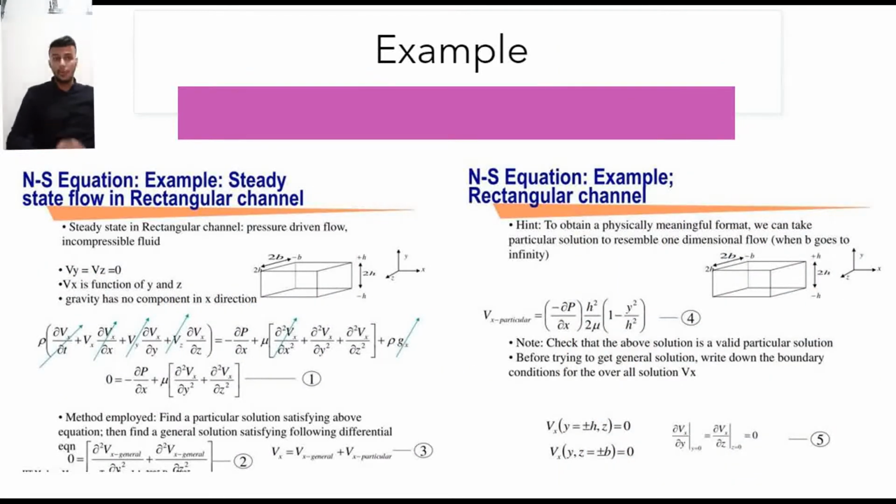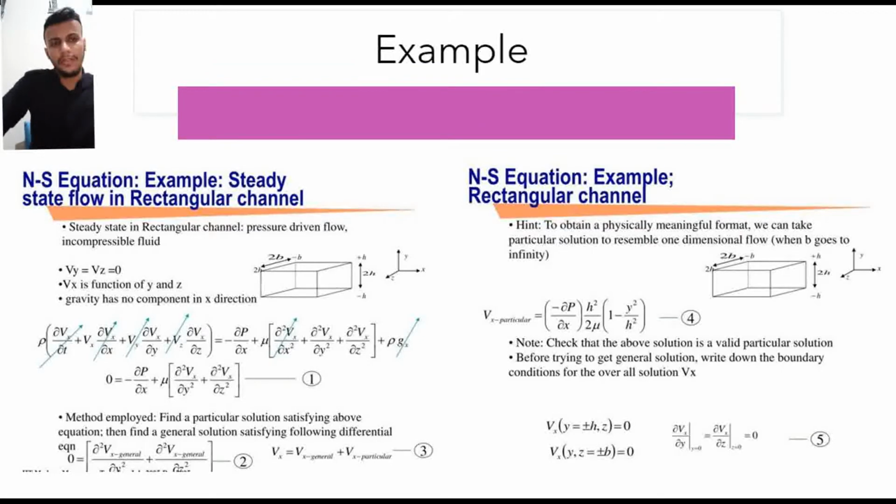Right now you have to focus on the screen carefully. You will find two examples I put about two problems, how you can find the equation from it, with the solution. The first one is a Navier-Stokes example, steady state flow in a rectangular channel, and the second one is also a rectangular channel. And you can see in the solution there are five equations. How can you find it?